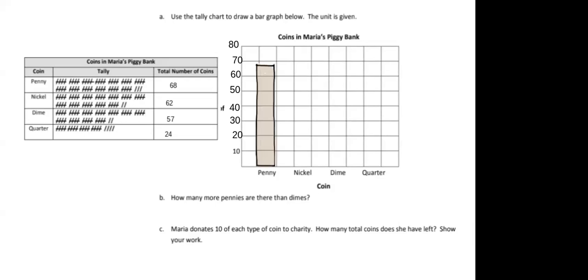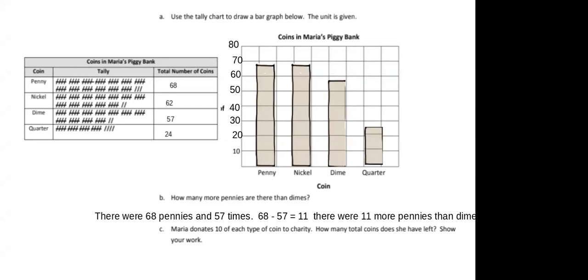Okay, pennies, 68, nickels, 62, dime, 57, quarter, 24. Question B, how many more pennies are there than dimes? Pennies at 68, dimes at 57. Please pause the video and solve that and then click back on and you'll be able to find your answer. 68 pennies, 57 dimes. 68 minus 57 equals 11. There were 11 more pennies than dimes.